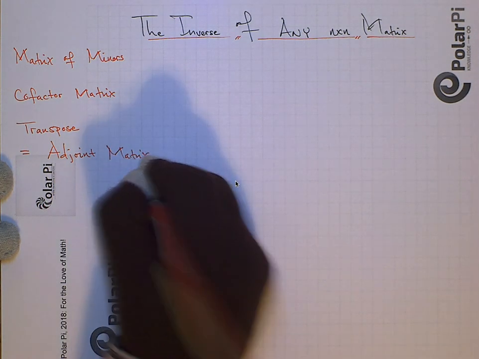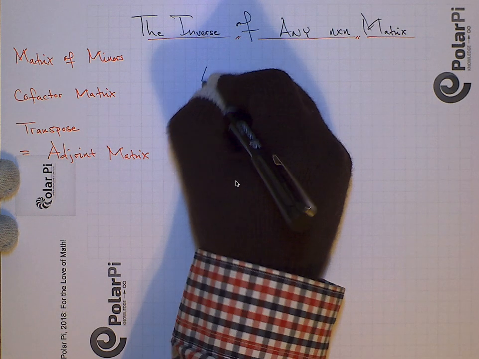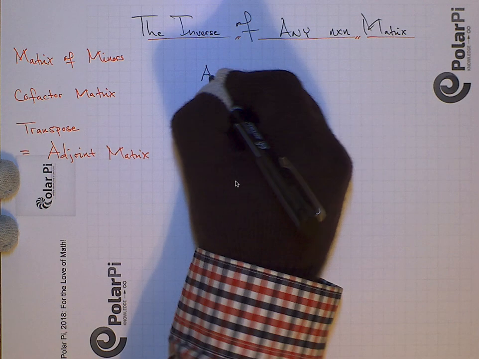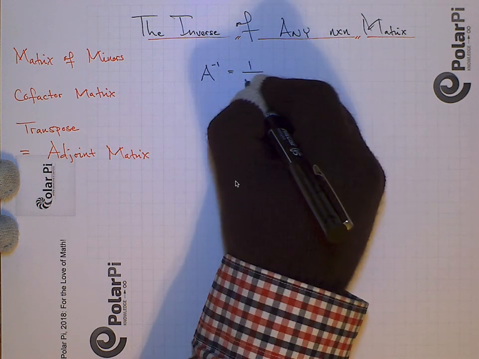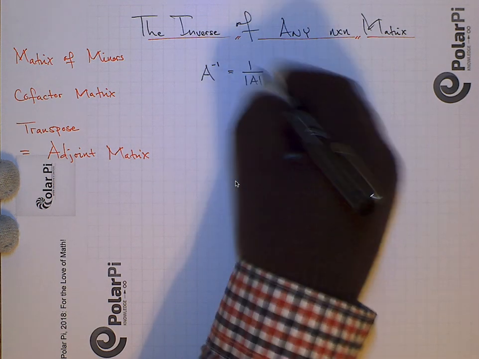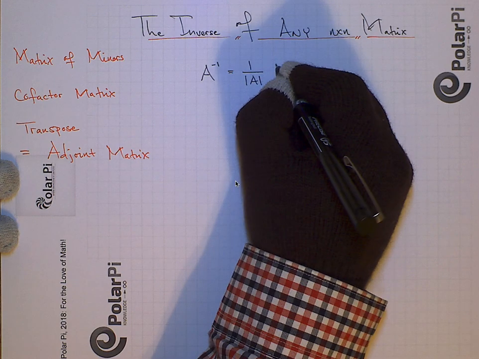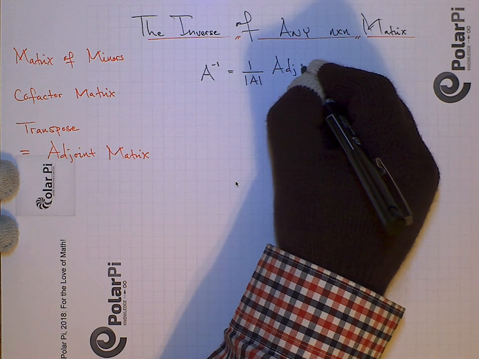Now, once you've got the adjoint matrix, the inverse of your matrix, and again, since we're working with a matrix named A, I'm going to say A inverse. So A inverse is simply going to be 1 over the determinant of A. So this is just a number. So taking this number and multiplying the adjoint matrix of A, which is abbreviated as adj A.